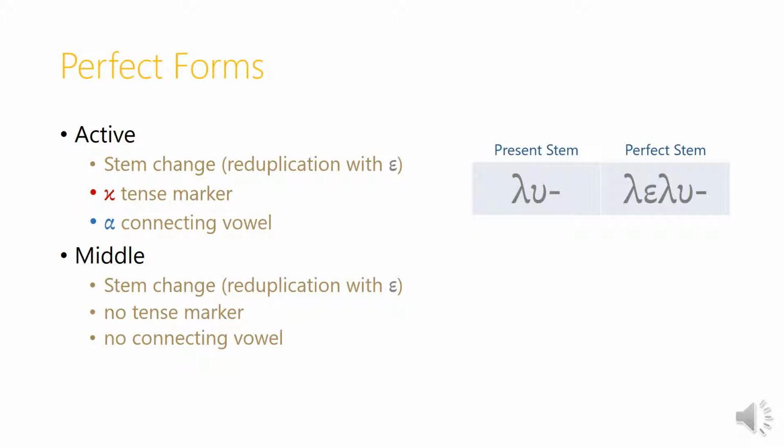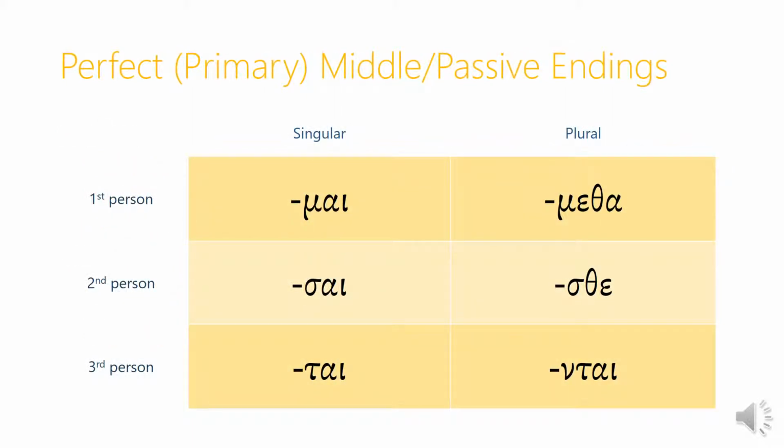But with the middle voice, there's no tense marker and no connecting vowel. And this is where the perfect is quite distinctive, because with the perfect middle, the personal ending is going to be jammed right onto the end of the stem itself. Let's see what that looks like. Here are the perfect, in other words, the primary middle passive endings. And we've seen these before. Mai, sai, tai, metha, estha, entai.